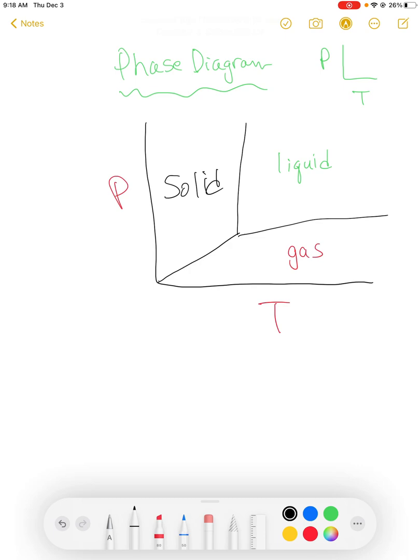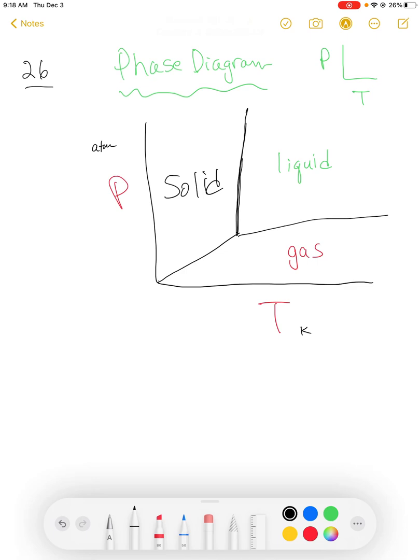All right. Now, we're going to do this in atmospheres versus Kelvin because we're looking at problem number 26, which deals with hydrogen, and it has really low temperatures at which it boils and melts. Okay, one other thing about the phase diagram is these lines represent the equilibrium between the phases.